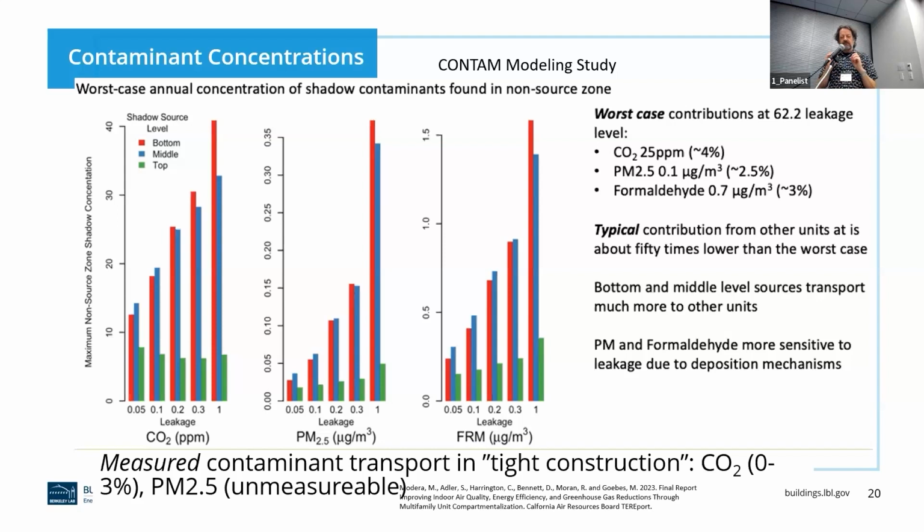And there's just very, very few studies that have measured this sort of tight construction transport. A very recent study done in California at UC Davis found between 0 and 3%. So 3% was the worst case of CO2 transport from unit to unit. And for PM 2.5, it was so low they couldn't even measure it. It was unmeasurably low. Some of that's because particles love to deposit when they go through little cracks.